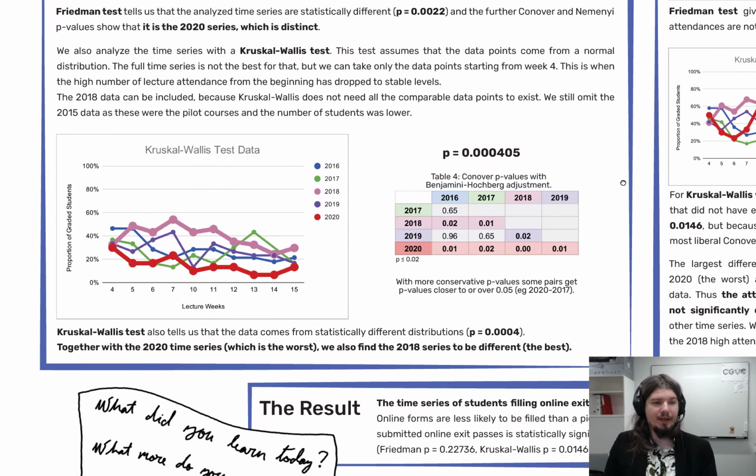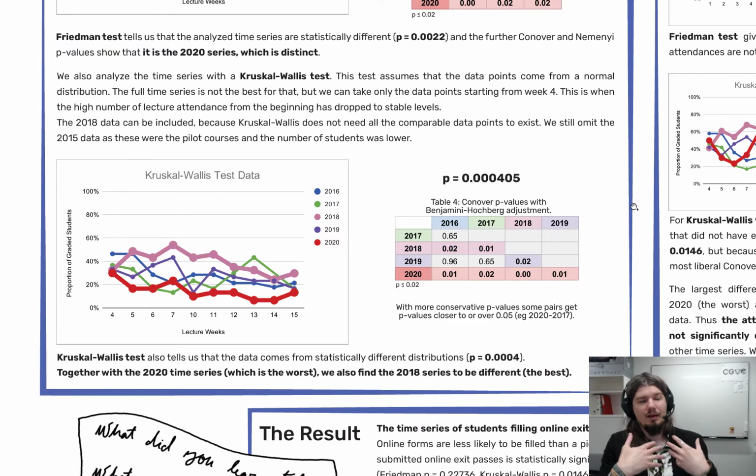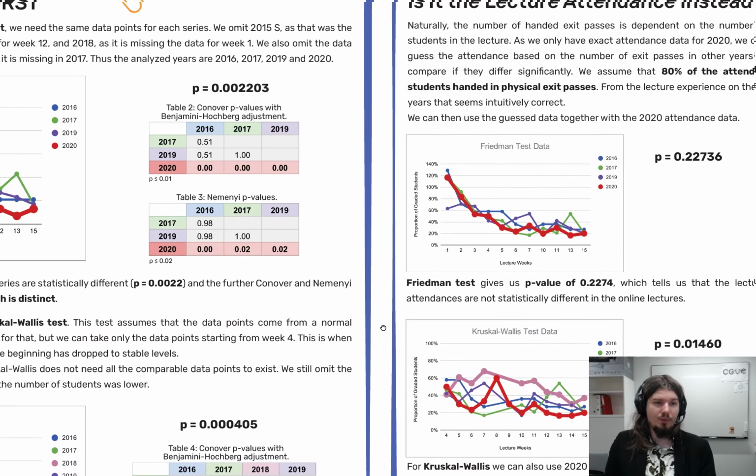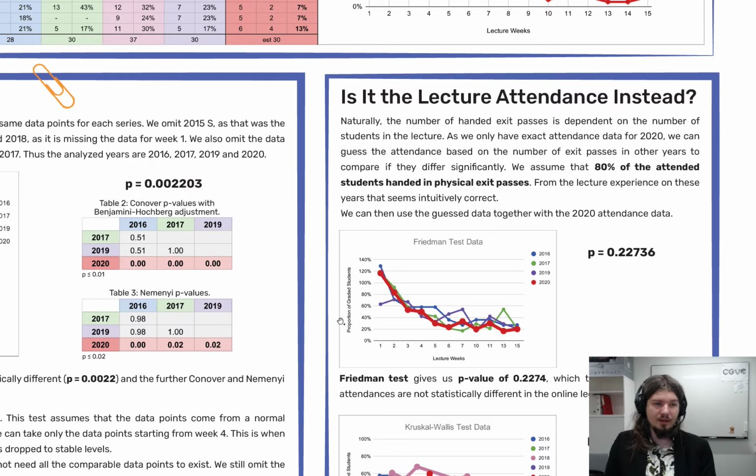Now you might be wondering, okay, we had the number of exit passes handed in. This clearly depends on the number of lecture attendances. So maybe it was the lecture attendances that we measured instead. And for that, we actually did the same two tests on the lecture attendance. Unfortunately, we don't have the exact lecture attendance from all these years. We only have it for 2020.